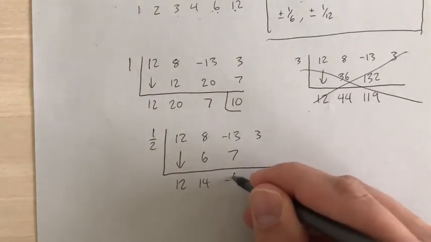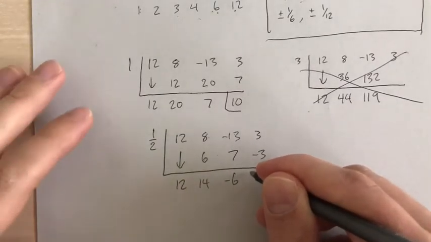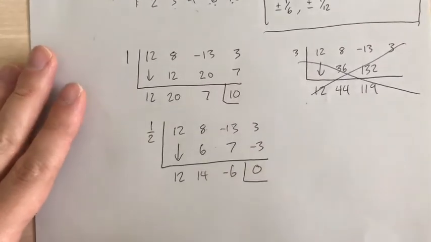Negative 13 plus 7, let's see here, that's going to be 6, right? But it's going to be negative 6. And then 1/2 times negative 6, that's going to be negative 3. And ooh, look at this. We do have a remainder of 0.